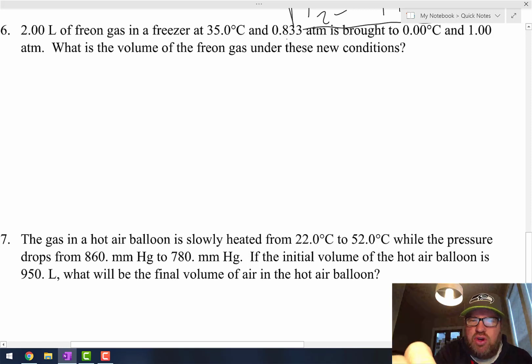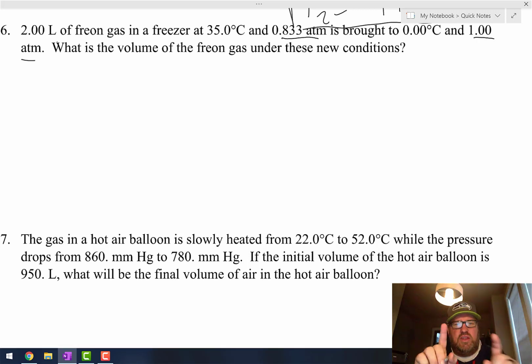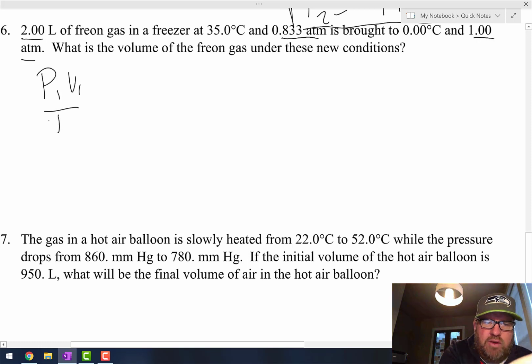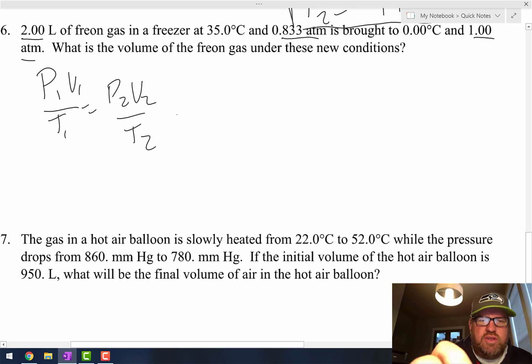Okay, and the pressure goes from 0.833 atmospheres to 1 atmosphere. So it doesn't change very much, but it changes a little bit. Okay, what is the volume of the Freon gas under these new conditions? So we can see the temperature changing, we can see the pressure changing, and then they're asking about the volume, which means we have to use the full combined gas law. P1 V1 over T1 equals P2 V2 over T2.